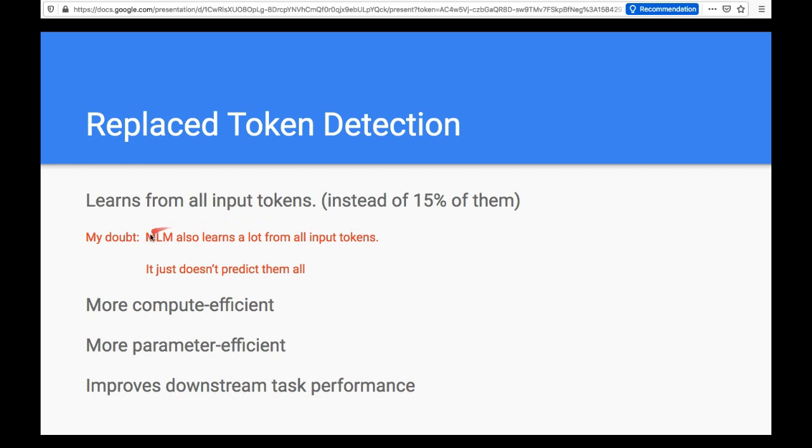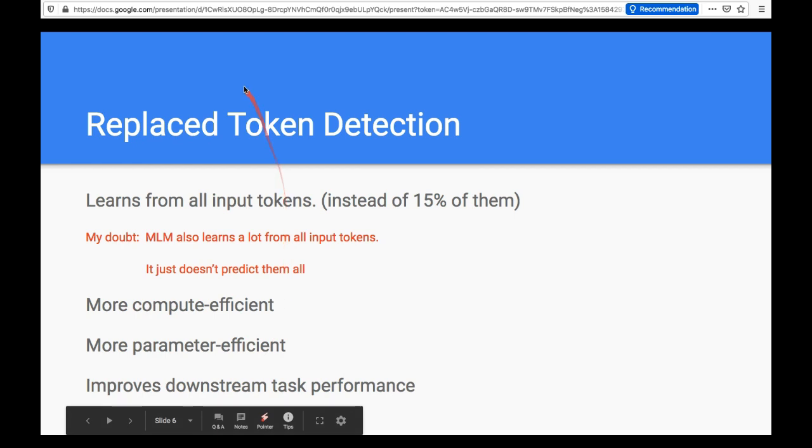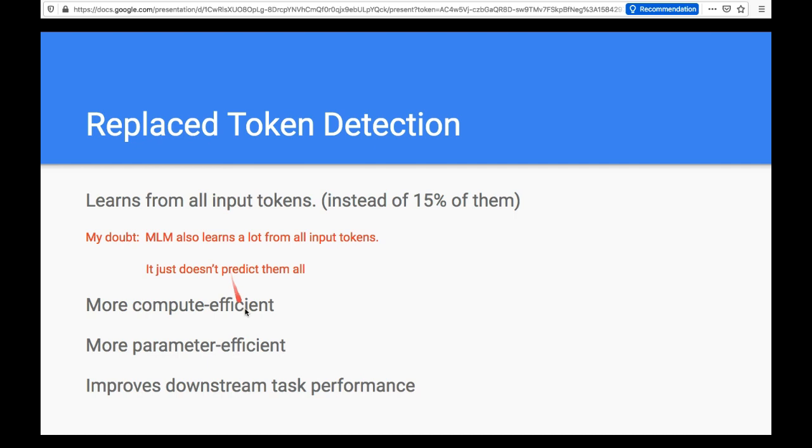But I would argue that even though BERT's masked language model just predicts 15% of the tokens, it still gets the input, right? The input includes 85% unmasked tokens. It can still learn something from that, even if it only predicts the 15% of masked tokens. When you get the input, you still need to understand the 85% of unmasked tokens in order to predict the rest of the 15% masked tokens. So it also learns something from that. It's not a total waste.